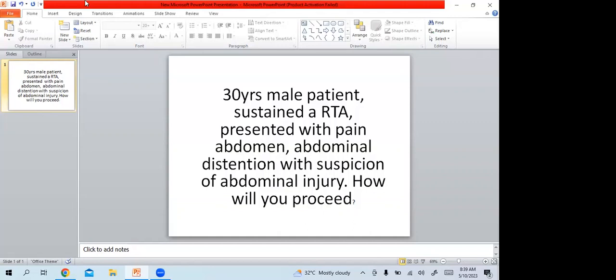Then assess the injury. If it is a hematoma that is not expanding, don't disturb it. It is not necessary to explore. That depends on what you find. You have given a general question: you find a liver injury, so your step will depend on what you find.